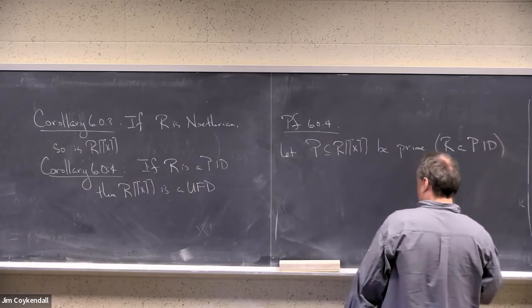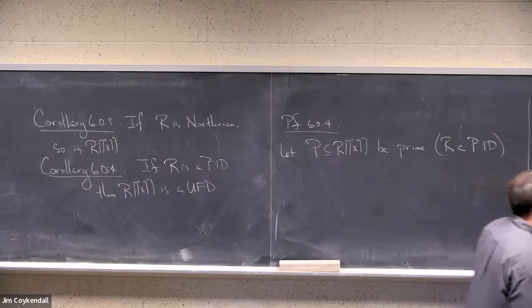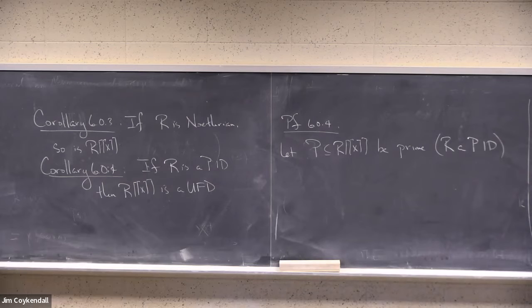Okay, so take your favorite PID and look at a prime ideal in the power series ring. Now of course our goal is to show that it's a UFD. So what strategy, what tack should I take here, perhaps?